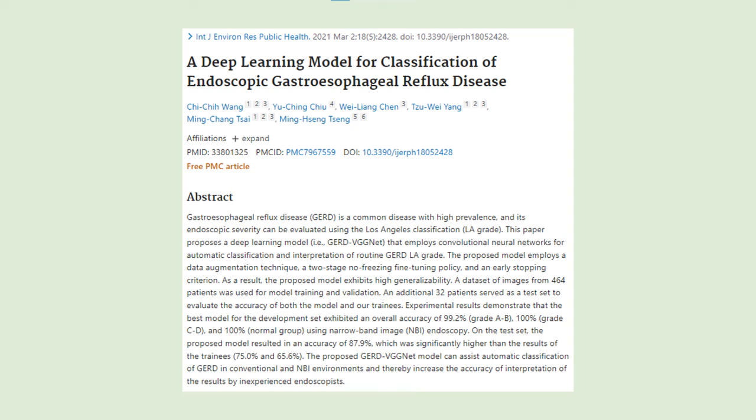VGG16 consumed the least amount of CPU time and tied with ResNet 101 on accuracy, and was therefore chosen as basis for the proposed neural network GERD-VGG-Net. This resulted in an accuracy of 87.9% on the test set, which was significantly higher than the results of the two trainees, with an accuracy of 75% and 65.6%.